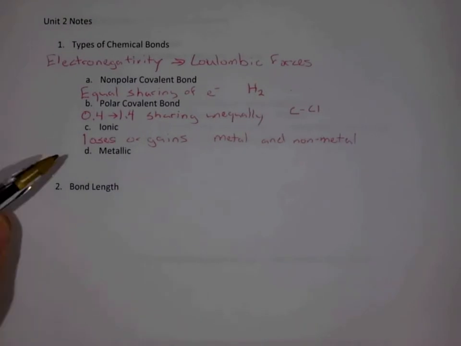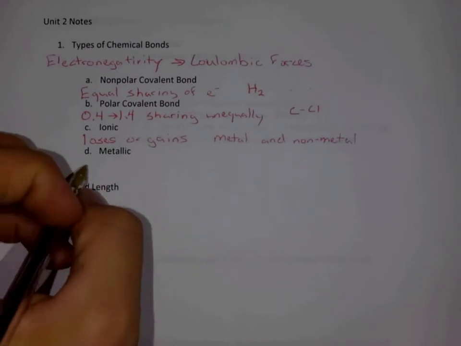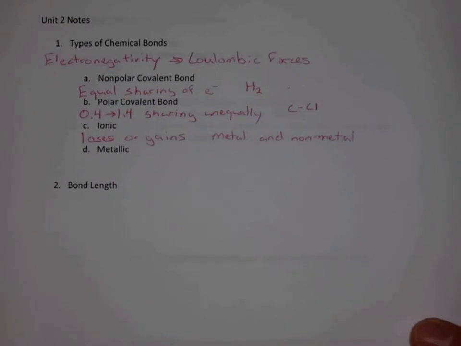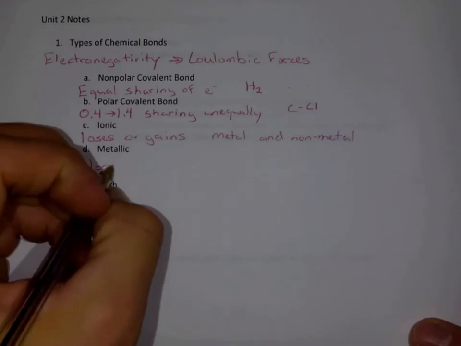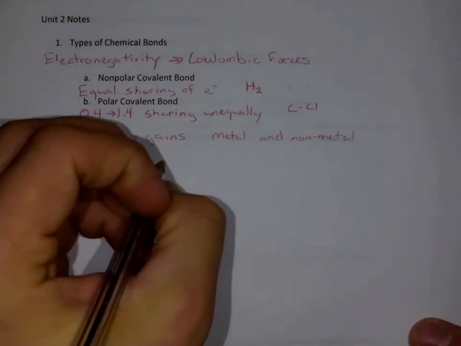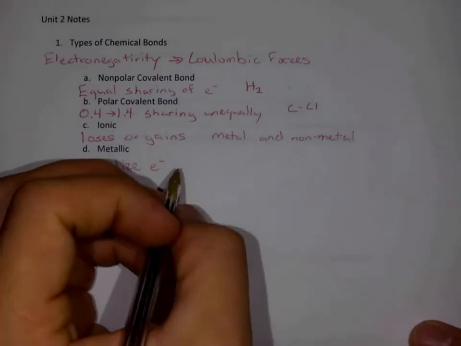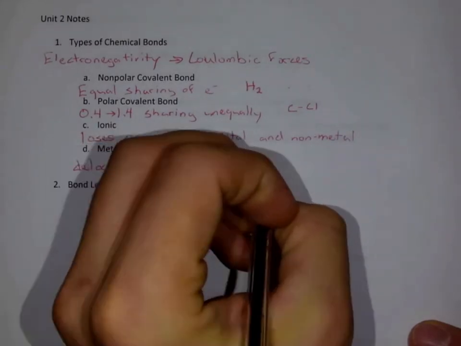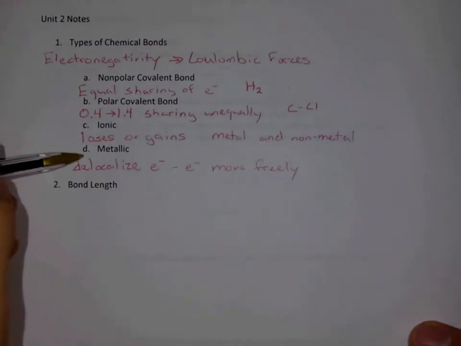The last type of bonding that we talk about is metallic bonding, and this is where the metals just don't really want the electrons at all, so the electrons are able to move about freely, okay? So we have delocalized electrons. They don't have one area, one locale that they are in, and the electrons are able to move about freely. So this is obviously between a metal and a metal.